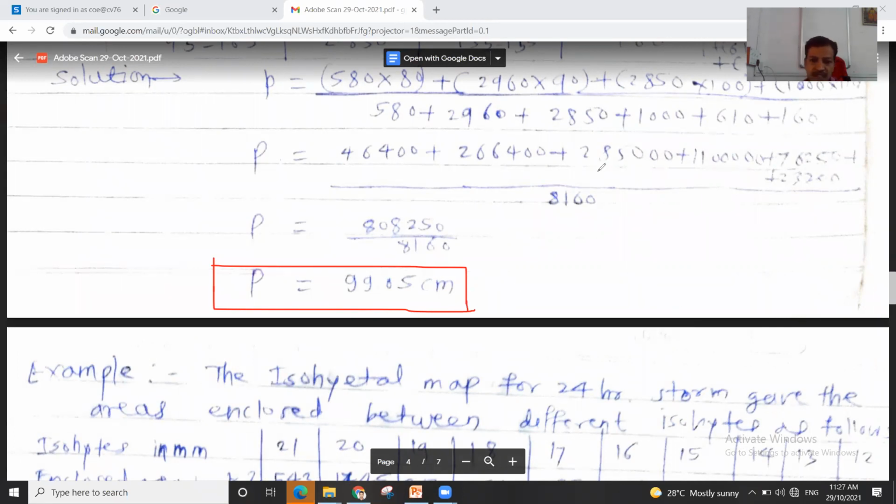समजलं कसं काढलं हे इज अ सिंपल प्रॉब्लेम. You have to remember the equation of finding the precipitation for isoidal method and this one polygon method equation लक्षात ठेवायचं. Okay. Any difficulty in this please ask.